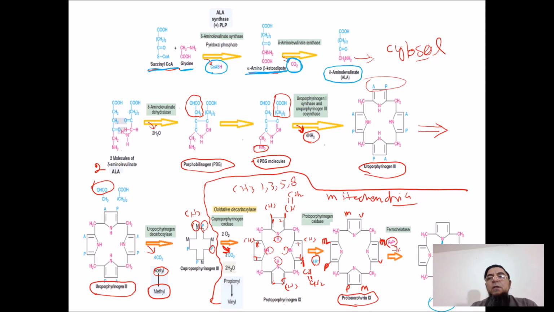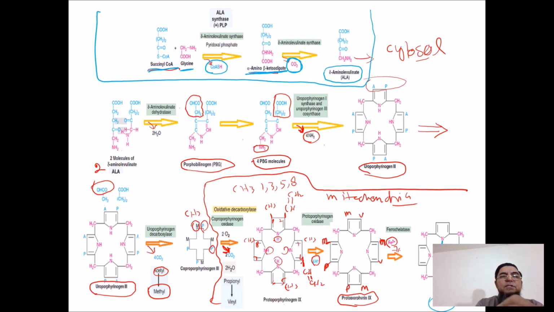These steps take place in mitochondria. Then ALA will come out from the mitochondria into the cytoplasm, and in the cytoplasm, two ALA condense with each other with the help of the enzyme dehydratase. Two water molecules will be removed. You can see here, two water molecules are removed, and then it will make a compound, porphobilinogen.